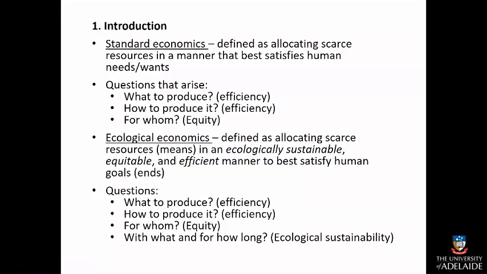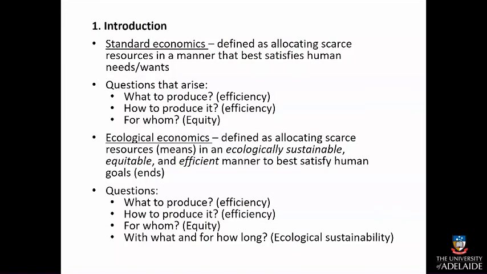But the definition of standard economics is that it involves allocating scarce resources in a manner that best satisfies human needs and wants. And of course, when you first do your standard economics, there are three main questions that are asked. The first is what to produce, and that's part of the issue of allocative efficiency. How to produce it, also an efficiency-related question, and for whom, equity. Although standard economics doesn't really deal with the equity issue all that well, it tends to focus more on what to produce and how to produce it.